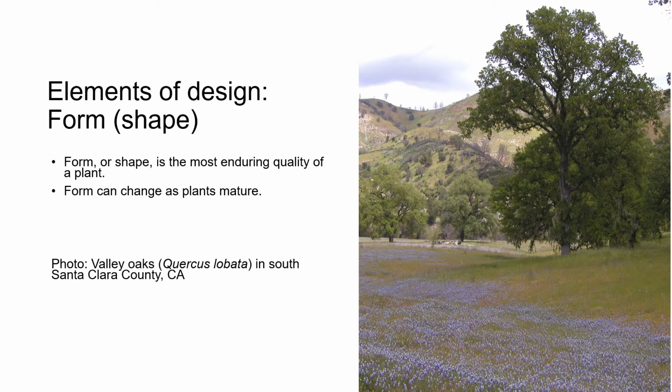Form or shape can be one of the most enduring qualities of a plant, but it can also be one of the most difficult elements to work with, as form can change as plants mature. Form can also be changed by pruning practices. So if, as a designer or a homeowner, you have a particular form in mind for plants in your landscape, it's really important to communicate that to the person who's maintaining the landscape. It's so easy to ruin a well-designed landscape with poor or inappropriate maintenance and pruning practices.